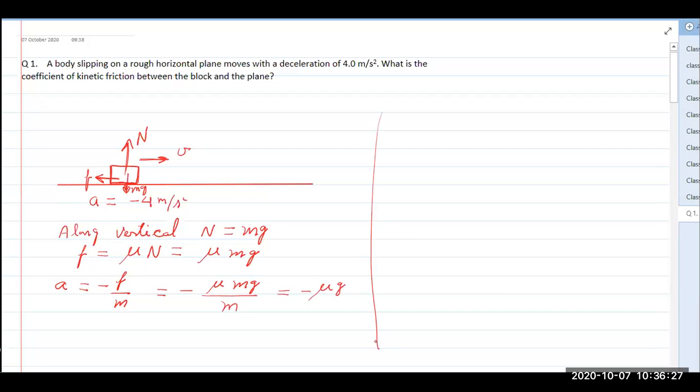And now we have all the quantities. The a is given, minus 4, and mu is there, and g is 10. So mu will be 0.4. So this is the coefficient of kinetic friction. Why kinetic friction? Because the object is moving on the surface. So this is the kinetic friction coefficient. So in this way we can find it.